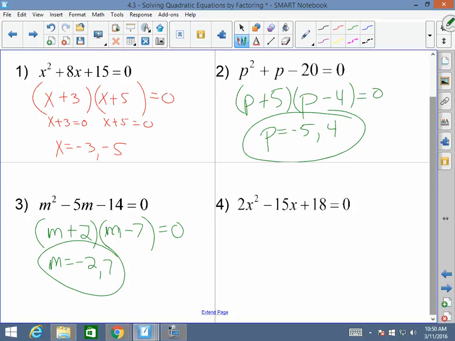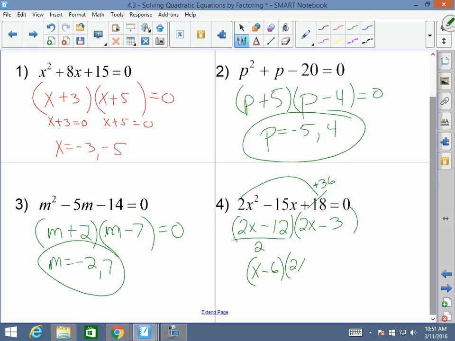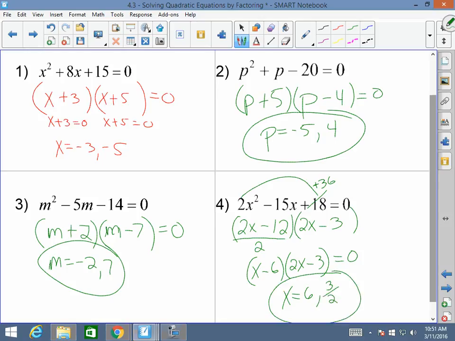And last but not least, we're going to do a little Cuban method. So we got 2x, 2x, 2 times 18 is 36. What times what is positive 36, but when added together is negative 15? Negative 12 and negative 3. Imaginary factor of 2. So I've got x minus 6 times 2x minus 3 equals 0. So x equals 6 and 3 halves. Those are my x-intercepts.